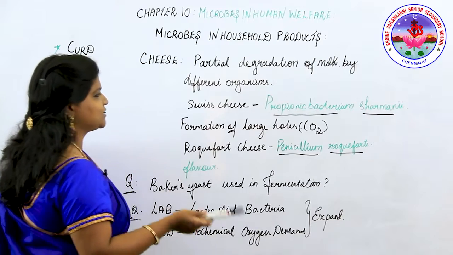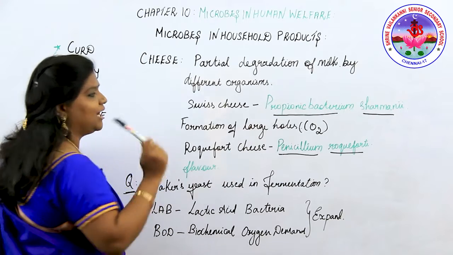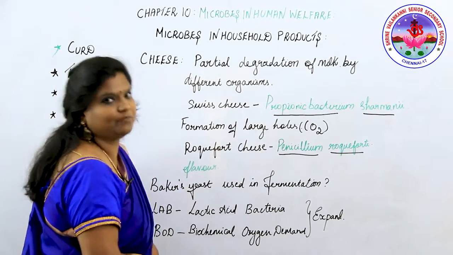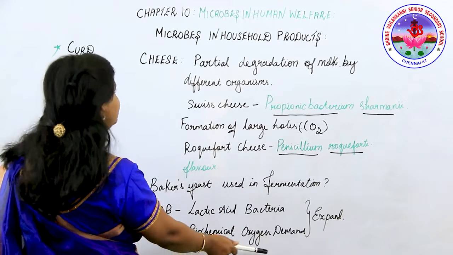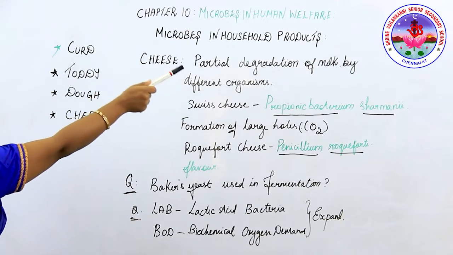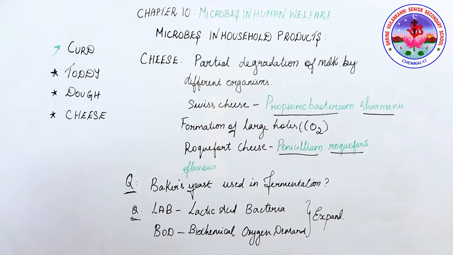And there will be another twisted question: in which cheese will there be large holes? The answer is Propionibacterium shermanii. So we revised three questions in this chapter. Here we completed microbes and household products: curd, toddy, dough, cheese.